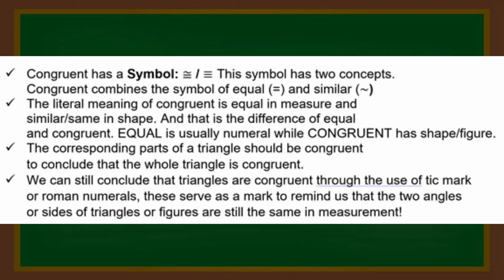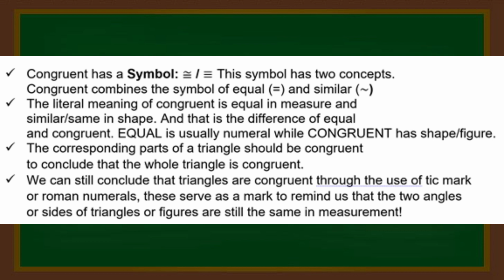Let's wrap up. Here are our takeaways from the lesson. Congruent as a symbol: this symbol has two concepts, the symbol for equal and similar. The literal meaning of congruent is equal in measure and similar, or same in shape. And that is the difference of equal and congruent. Equal is usually numerical, while congruent has shape or figure.